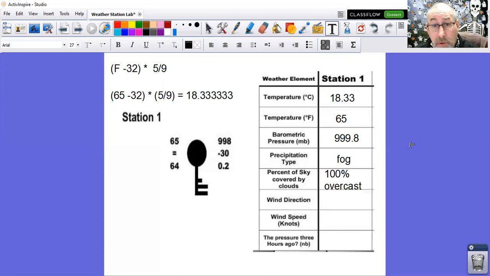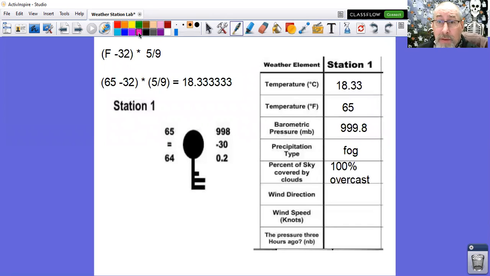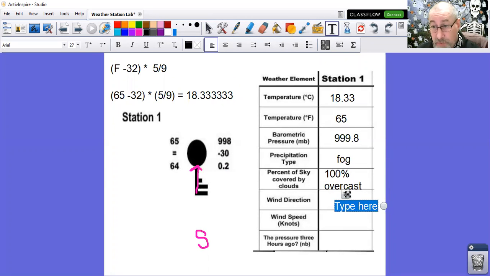All right, our wind direction. Remember, wind direction is where it is coming from, and it's entering into the station. So it's coming from here. We know this is south. So we know that our wind direction for this model is south. It's a southerly wind. Mr. Anderson doesn't know how to type, does he?